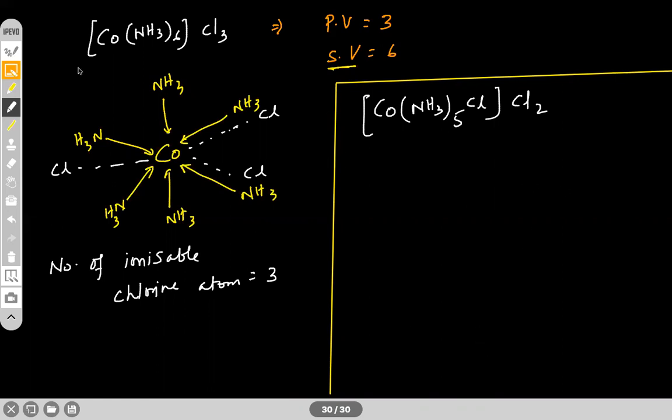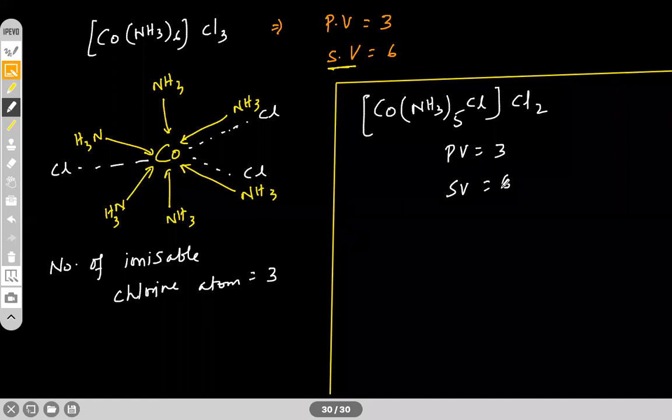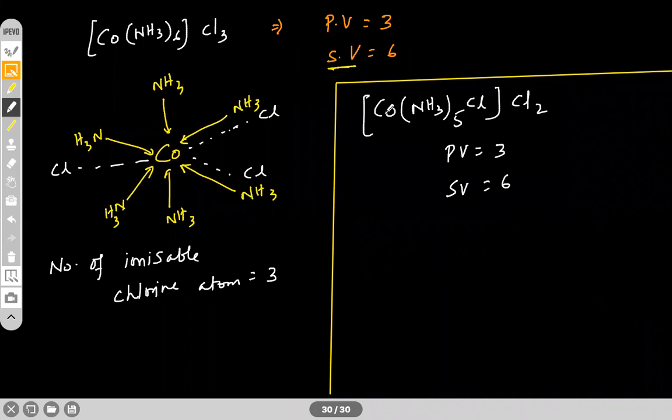In this one, if you count, the primary valency is the oxidation state, that is 3 only, right? And the secondary valency is again 6, right? So it is the same here. This chlorine is a negative ion. It has a dual role here. It satisfies the primary valency as well as the secondary valency, right? It has a dual role.